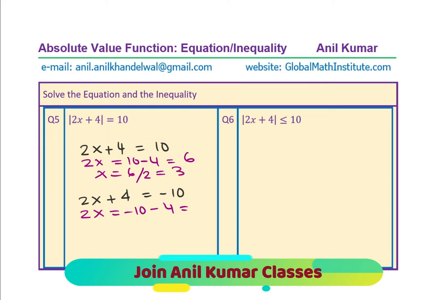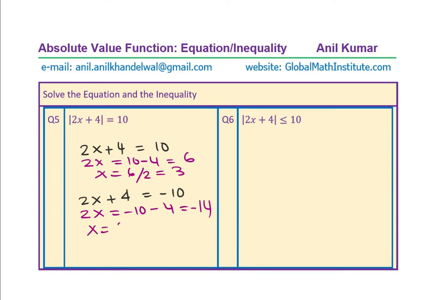Now, here, it is minus 14, right? Minus 10 minus 4 is minus 14. And x is equal to minus 14 by 2, which gives us minus 7. And therefore, we have our solution that x is equal to 3 or minus 7. Does it make sense? You can always check your solution. Let us check this time.